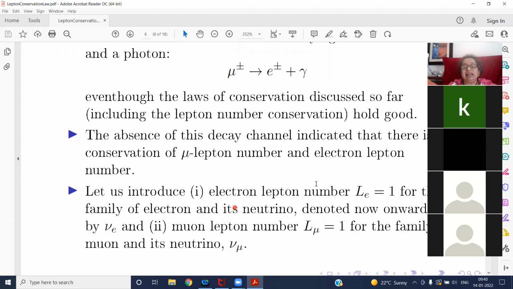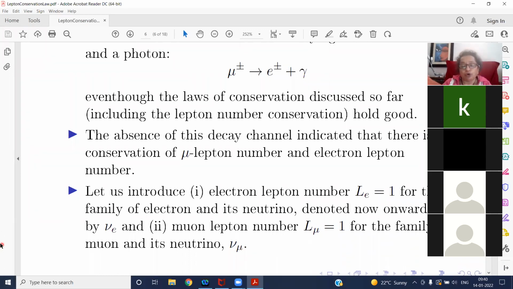Electron lepton number is given a notation L suffix E that is equal to 1 for what? For only electron and its neutrino. So I denote electron neutrino by nu E from now onwards. Electron comes with its own neutrino nu E. And muon lepton number L mu is 1 for the family of muon and its own neutrino nu mu. I introduce it. Why do I introduce it? I have to check examples. What is happening in nature and how does it happen in nature? All that is left in front of me.